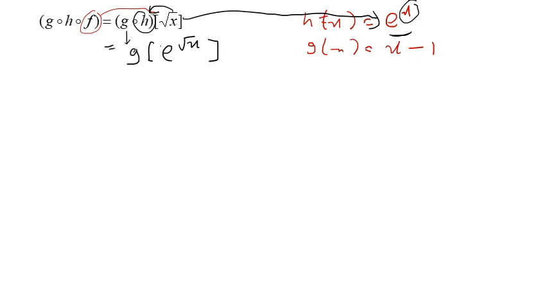So e to the square root of x here will be an input, this one, for function g, that is x minus 1. So now in function g, x we substitute with e to the square root of x here, and then lastly minus 1. So this is how we find the composite function ghf. I hope you can understand.